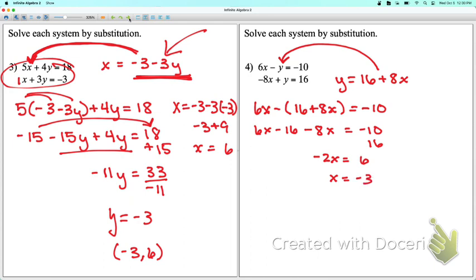Did you guys get negative 3? Yeah. Now, how am I going to get y? You're going to plug it into the 16 other plus one. 8. Right there, right?